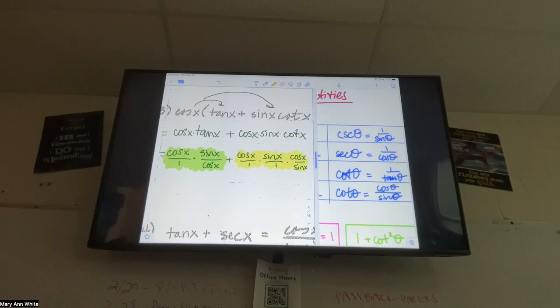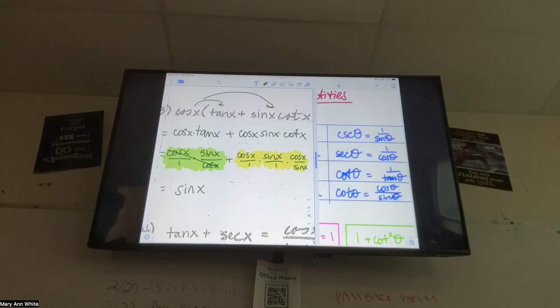Why can't I cross-contaminate? Why can I only do the greens together and the yellows together? Yes, Sydney? They're multiplied, good. And are the green and the yellow multiplied together? Nope, they're being added together, so they're separated by that plus, so you cannot get any cross-contaminating there. But it actually works out because in the green, does anything cancel? Cosines. So I'm left with just sine.